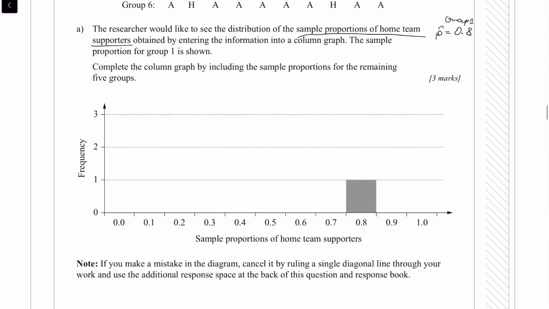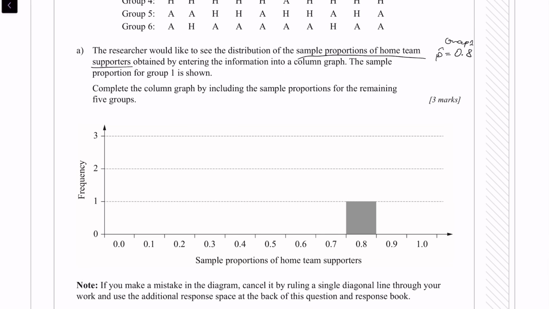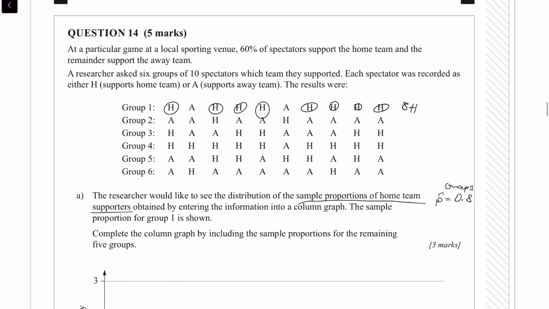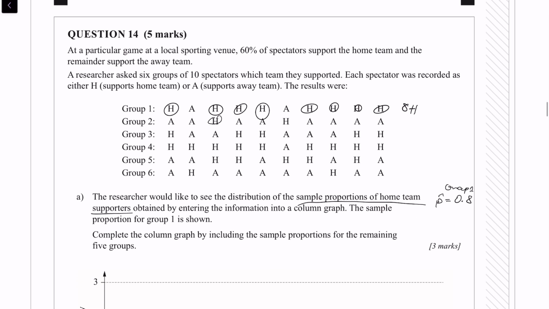Right, and so that has been plotted on the graph as a frequency of 1 for 0.8 sample proportion of home team supporters. Okay, and so we do the same for the other group. So 1, 2, there's 2 H's, so this will be a 0.2. All right, sample proportion. Group 3, 1, 2, 3, 4, 5, so 0.5. And you get the gist of it.